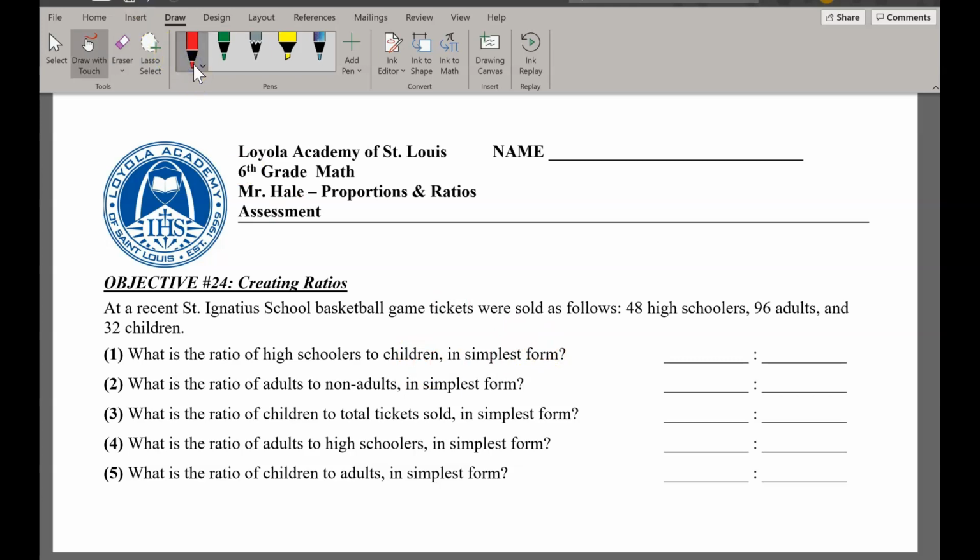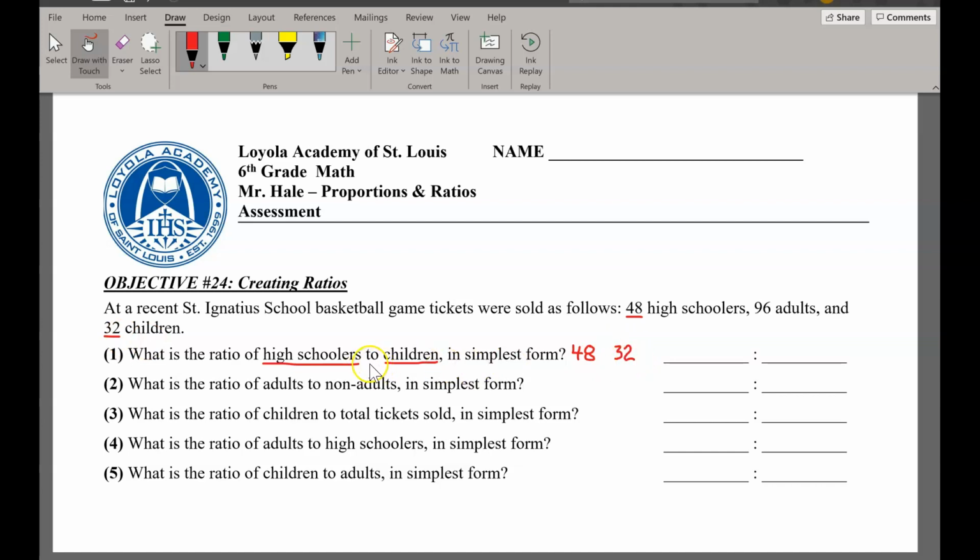Well, let's start out by not doing this in simplest form. Let's just look at the number of high schoolers and the number of children. So first, how many high schoolers are there? 48. So just write that down. Write down the number 48 for the number of high schoolers. Second, we want to know the number of children. 32. So I'm going to write that down over here.